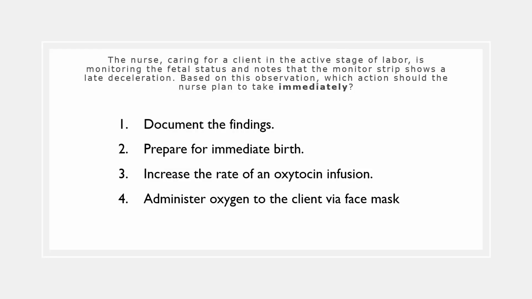The nurse is caring for a client in the active stage of labor, is monitoring the fetal status, and notes that the monitor strip shows a late deceleration. Based on this observation, which action should the nurse plan to take immediately? Should you 1, document the findings, 2, prepare for immediate birth, 3, increase the rate of the oxytocin infusion, or 4, administer oxygen to the client via face mask? So I'm going to give you some time to think about it.